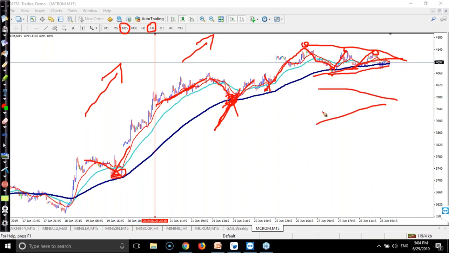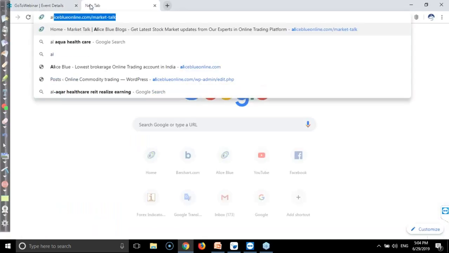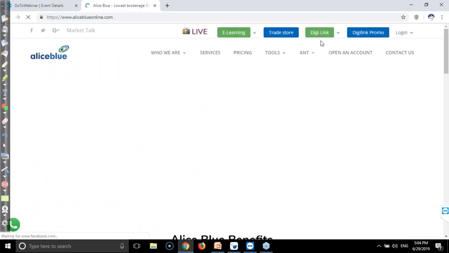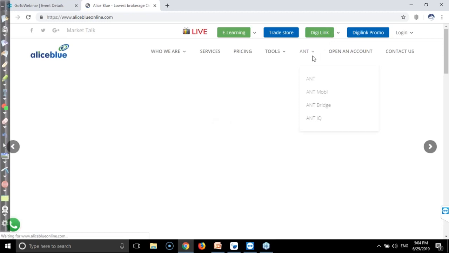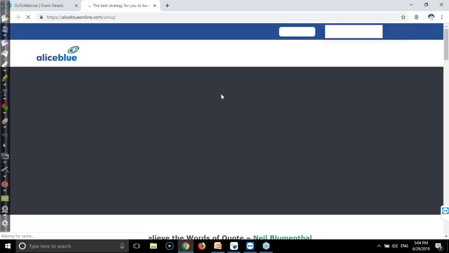There are various types of pattern, right? I already wrote it. So if you wanna know about all those patterns, you can visit our blog page, written by me. So you just visit Alicblue.com, and when you visit Alicblue.com, you just go to the IQ page. This is the IQ page written by me.